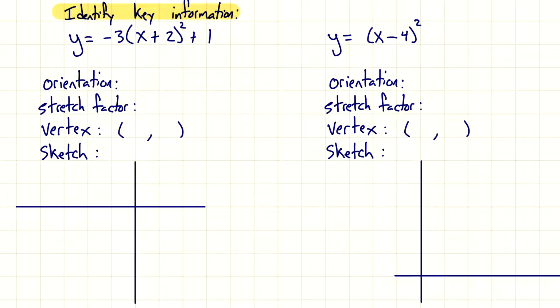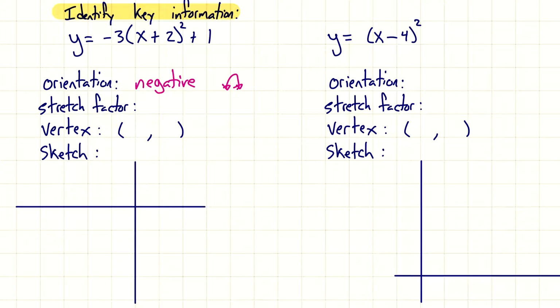All right, if you said negative, you would be correct, right? It's a negative orientation, which means it should look like a frown. It's going to look upside down. Stretch factor, again, we're going to look at our A value.